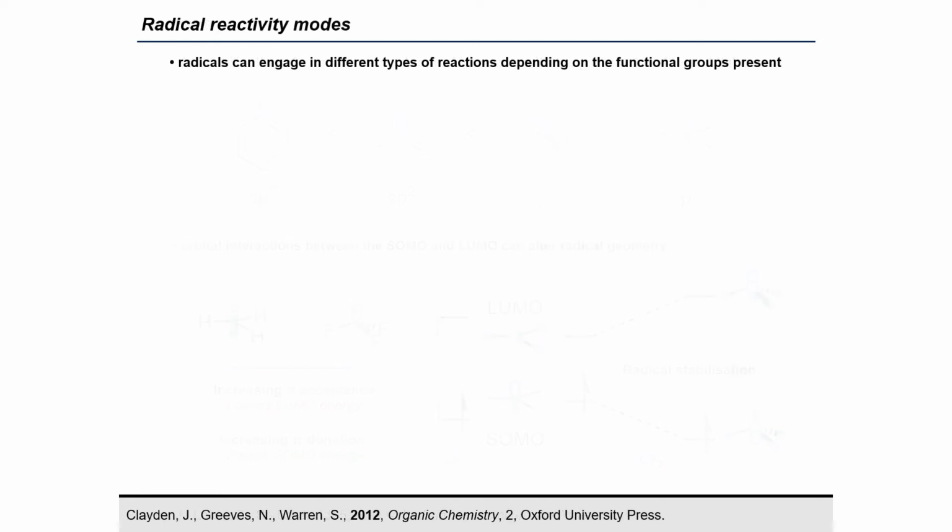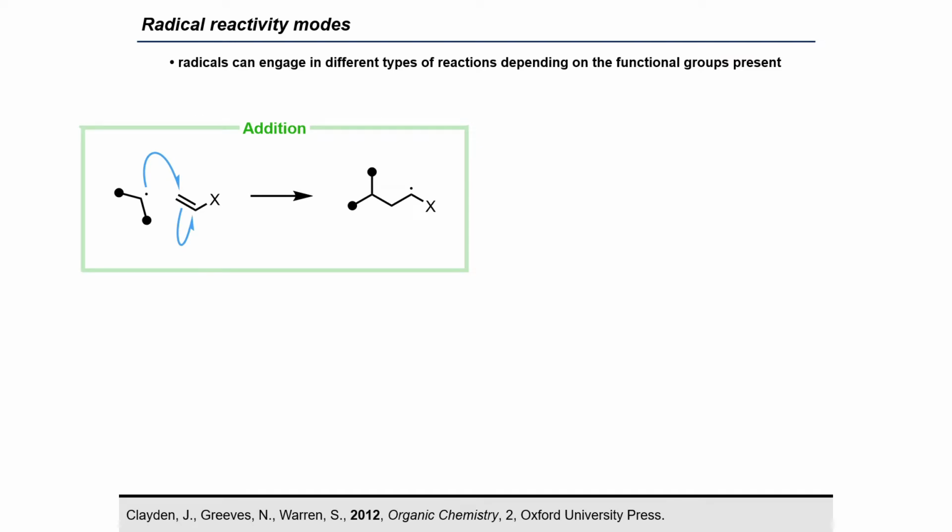Now that we have looked at radical structure and stability, we are going to move on to consider the ways in which radicals can react, and there are generally considered to be four main reaction modes. The first of which is addition, whereby a radical adds into an unsaturated radical acceptor. This is a particularly important class of reactions when considering the formation of carbon-carbon bonds.